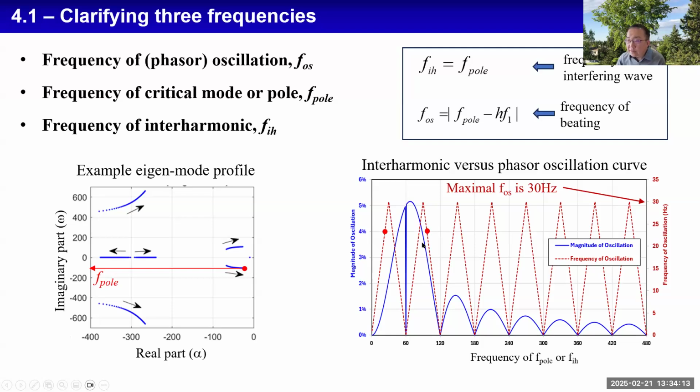Another interesting phenomenon is that you can definitely have two different interharmonic frequencies, however, you have the same oscillation frequency. So that's why with the phasor it is hard to decipher which interharmonic is actually producing this oscillation frequency.